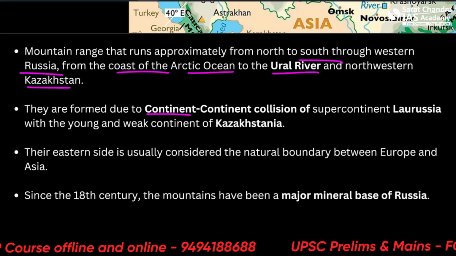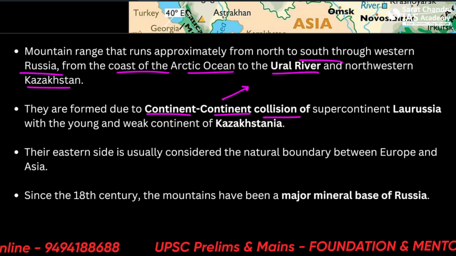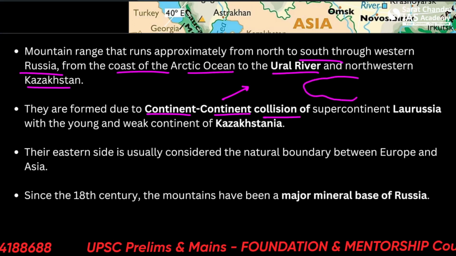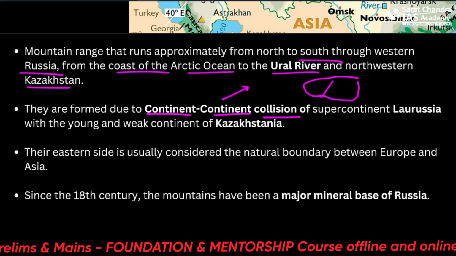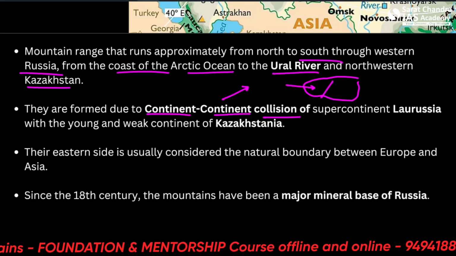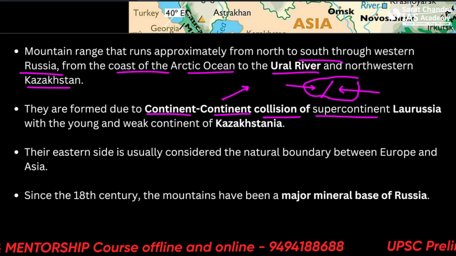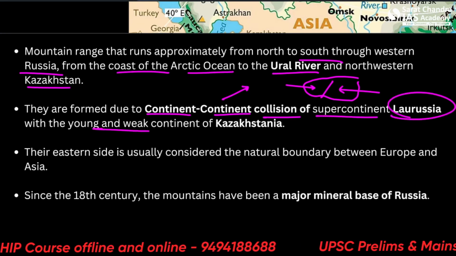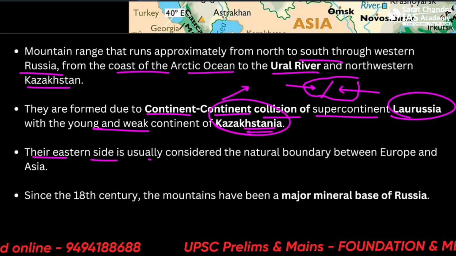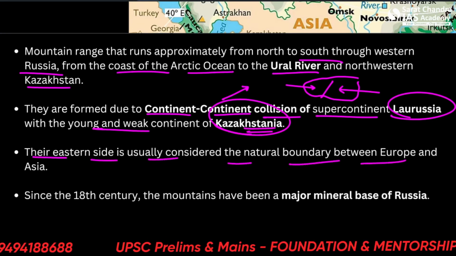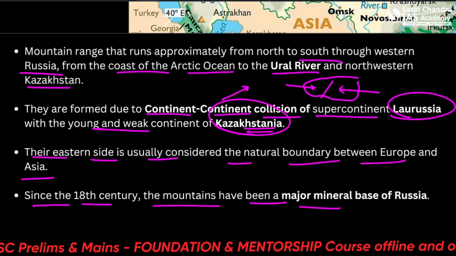They are formed due to continent-continent collision. Okay, so this is the region. Country-wise, Russia extends far towards the west and the Urals are here. But when we are talking about Europe and Russia, we are talking about the continent-continent collision of the supercontinent Laurasia with the young and weak continent of Kazakhstania. Their eastern side is usually considered the natural boundary between Europe and Asia. Since the 18th century, the mountains have been a major mineral base of Russia.